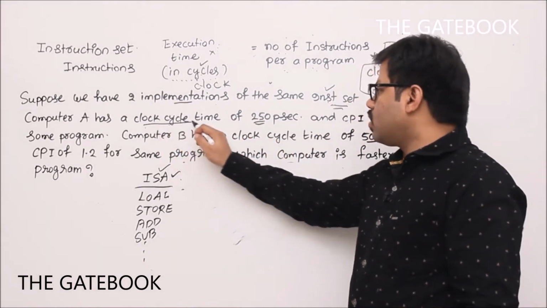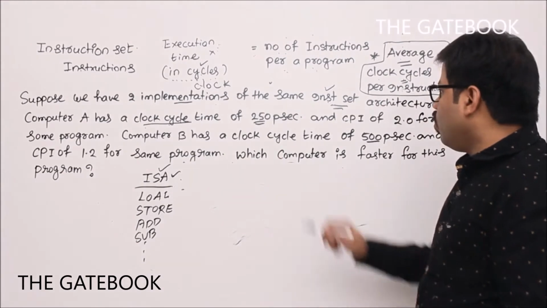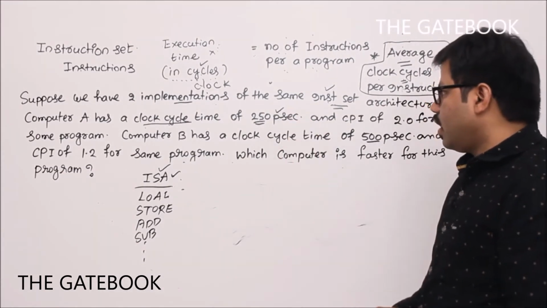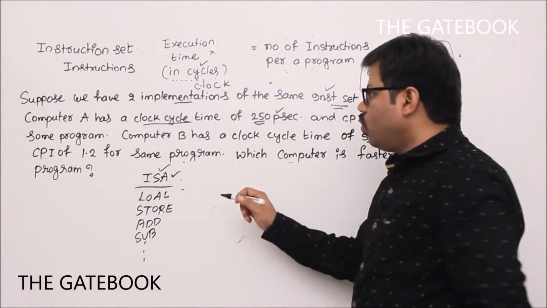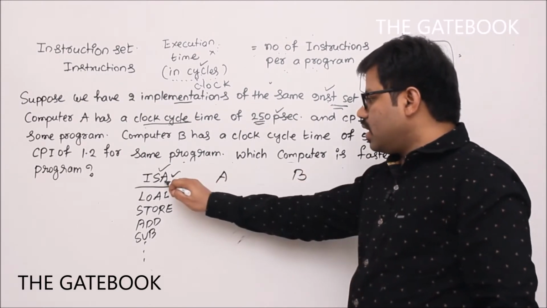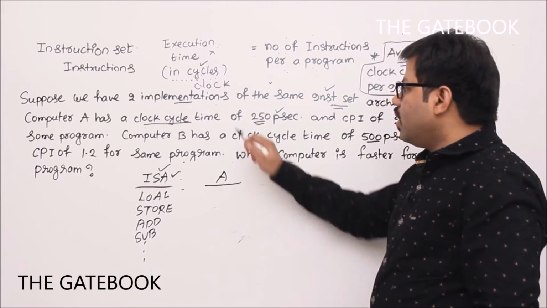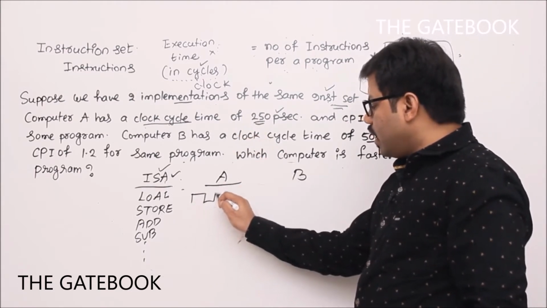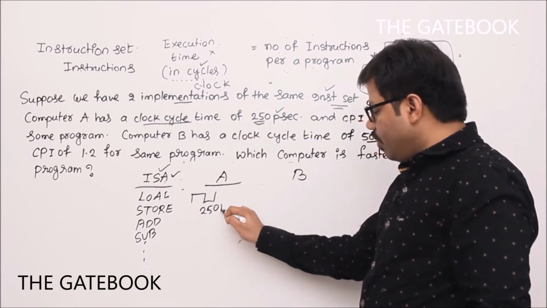Computer A has a clock cycle time of 250 picoseconds. Try to remember: we have 2 computers, computer A and computer B. When this instruction set is implemented, in that computer the clock cycle time is 250 picoseconds. We will note that down.